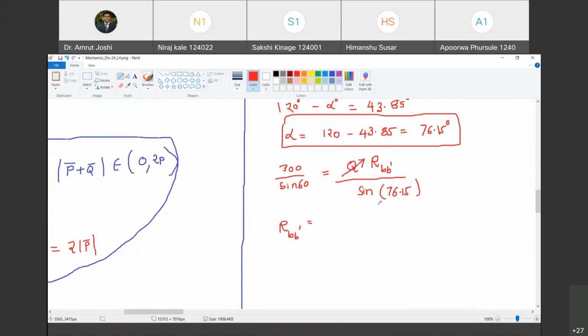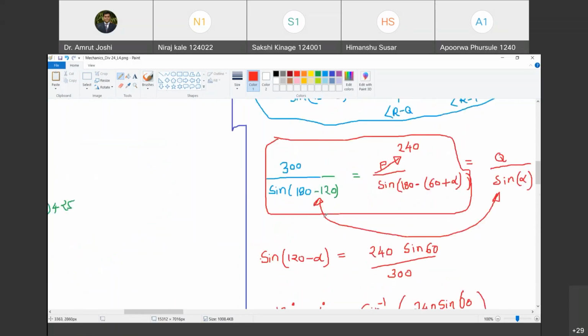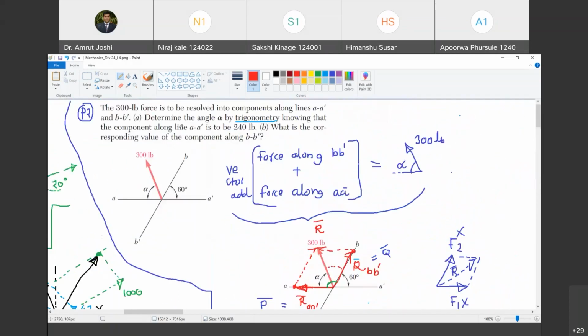300 divided by sine of 60. I have a tendency to make calculation errors, so I want independent checks for every sum. Multiplied by sine of 76.15. I got it as 336.338. Has anyone else got the same answer? Yes, sir. Okay. And what should be the unit? Unit should be pounds, because everything is given in pounds. You have to keep track of units as well. If you don't specify the unit, the answer is incomplete. So we have solved this problem. Are you with me? Yes.